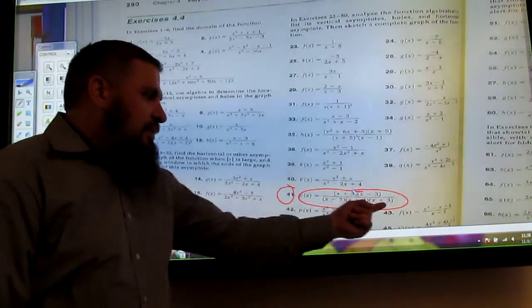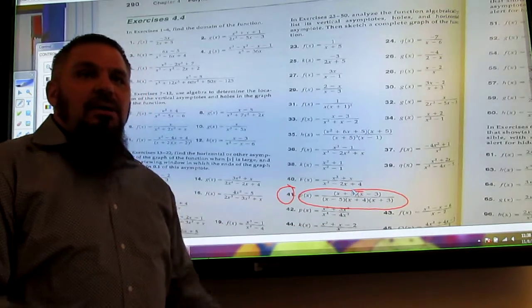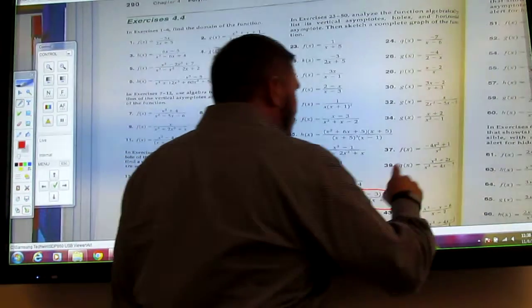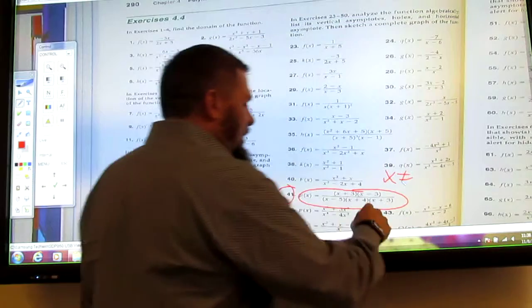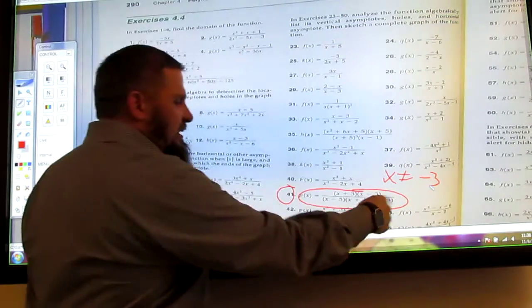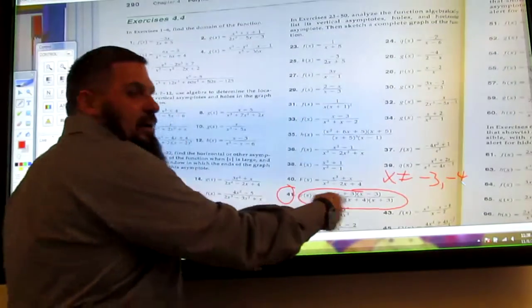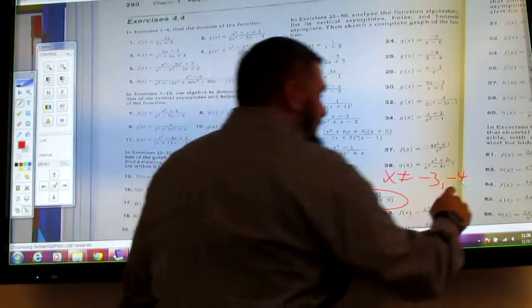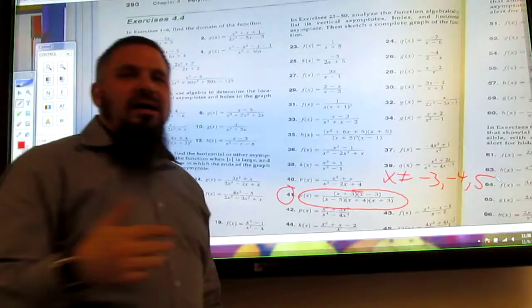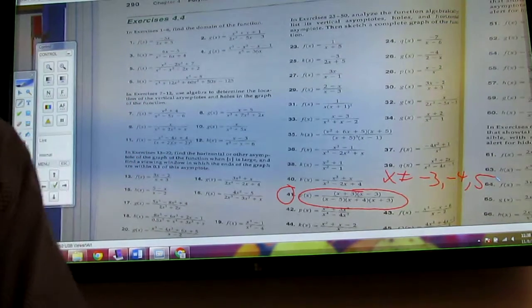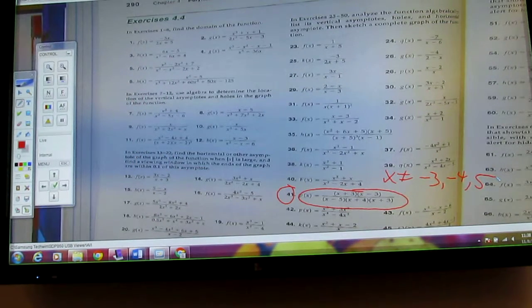And it has x plus 3 over x plus 3. Now before you do anything, you have to say, well, x cannot be negative 3, because x plus 3. x plus 4, so it can't be negative 4. And then x minus 5, so it can't be 5. So right off the bat, you have to tell me what x cannot be. Or in other words, the vertical asymptotes.